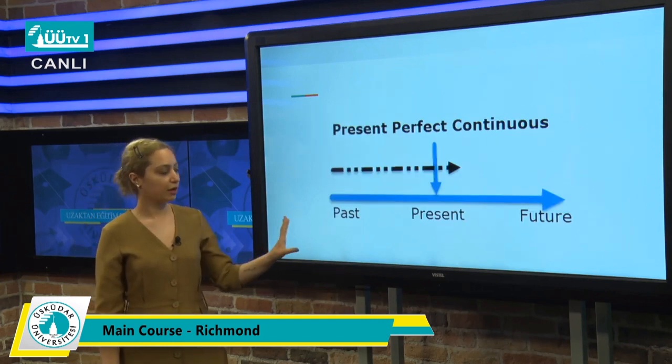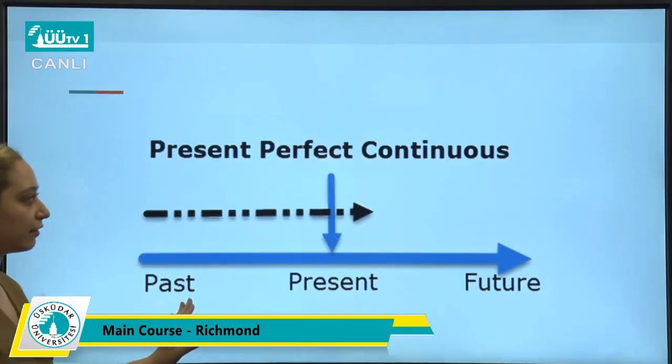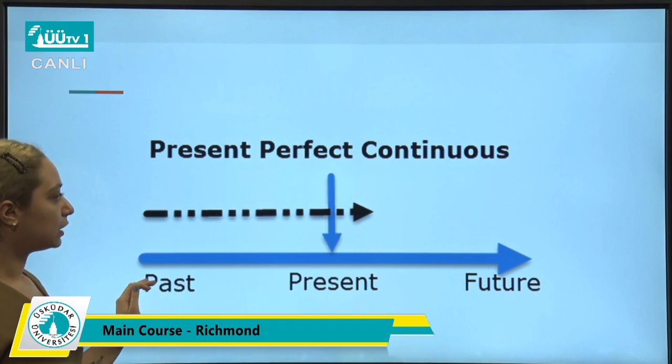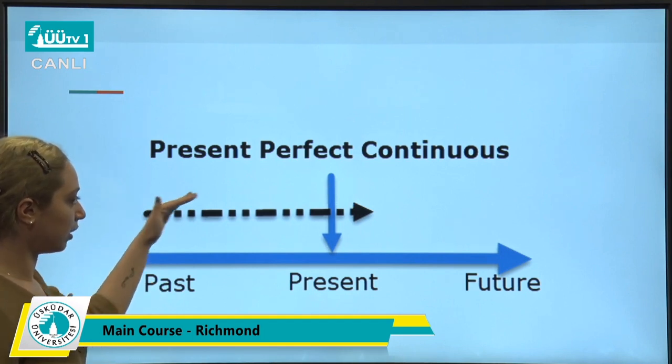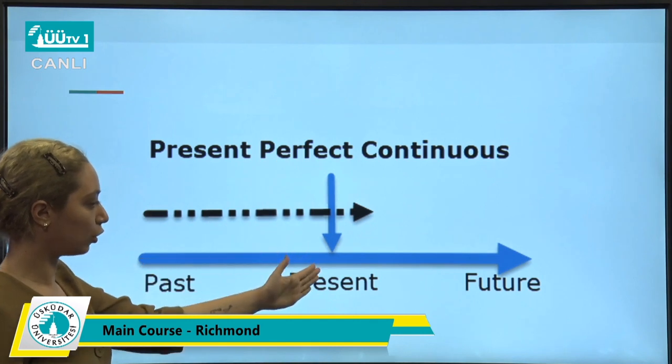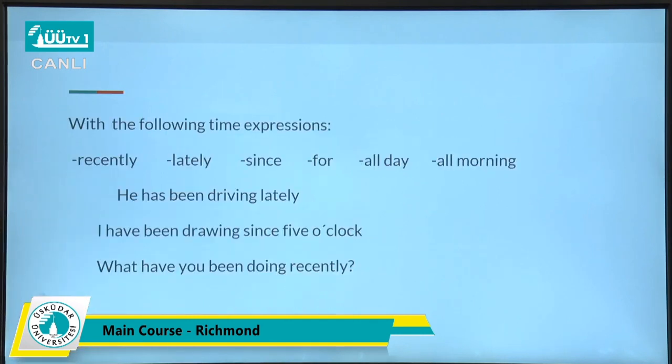So we have our past, we have our present, and we have our future. You see, present perfect continuous starts in the past and it still goes on today in the present. So again, if you see recently, lately, since, for, all day, all morning, it can be a sign that you should use present perfect continuous tense. He has been driving lately. I have been drawing since 5 o'clock. What have you been doing recently?